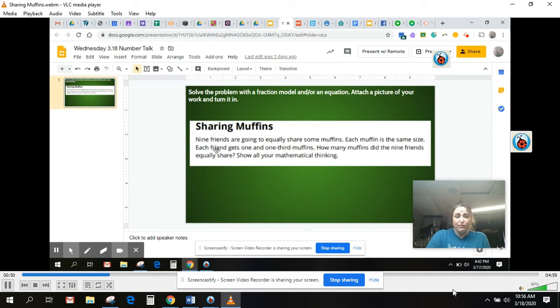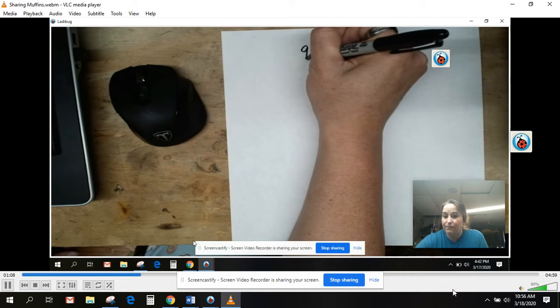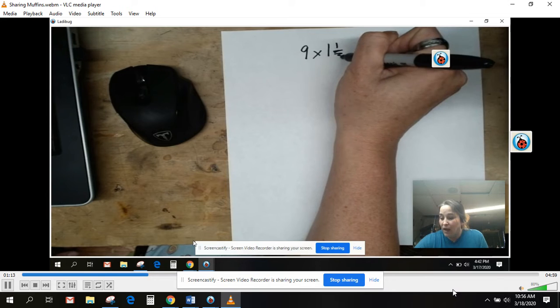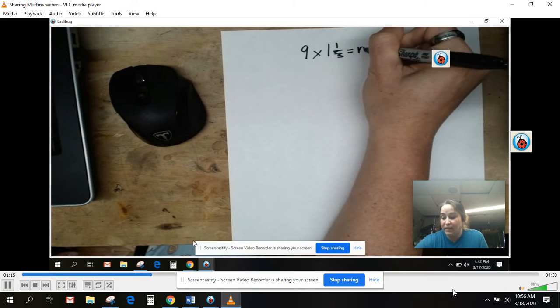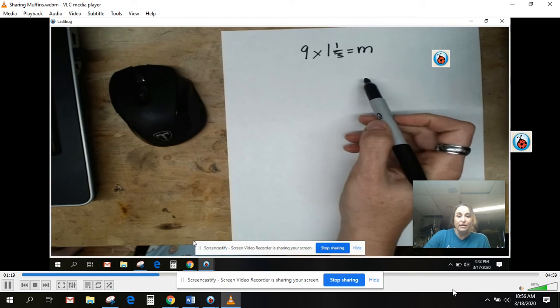So we know that there's 9 friends. We know that they're equally going to get the same amount. All the muffins are the same size. They're all going to get 1 and 1/3 each. What we do not know is how many total muffins they are sharing. So that's what we're going to have to figure out. So we have our 9 friends, who are each going to get 1 and 1/3 muffin, and then we need to figure out how many total muffins that is that they're sharing. So our variable is m for the unknown, the total amount of muffins.